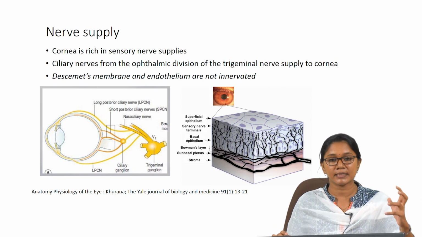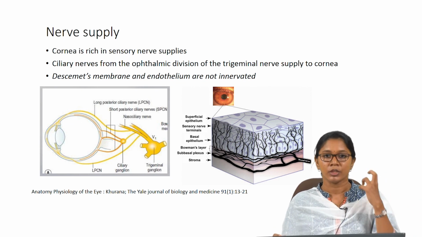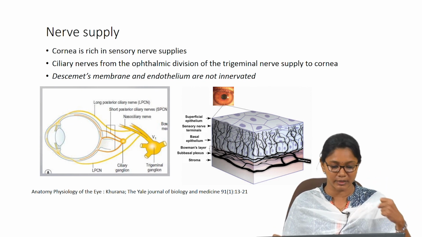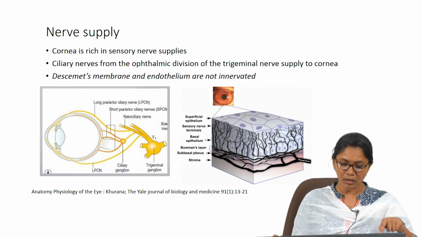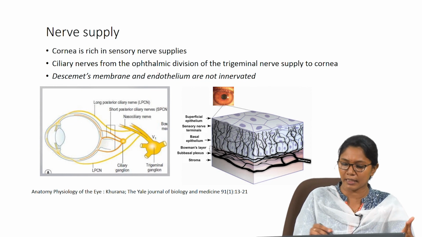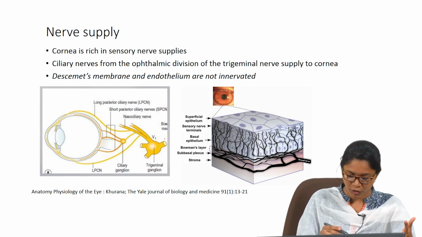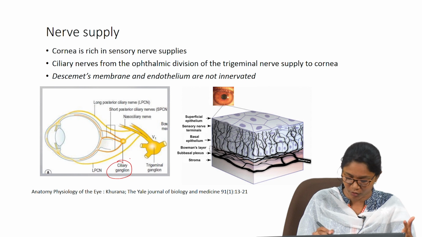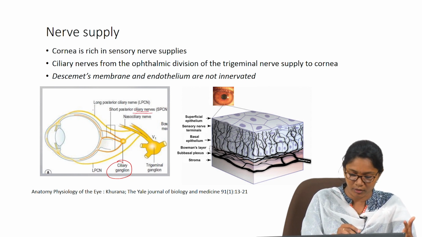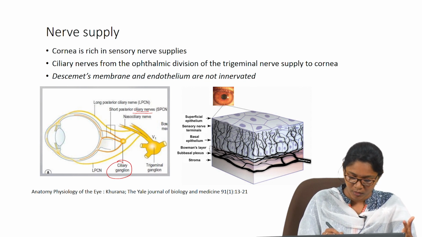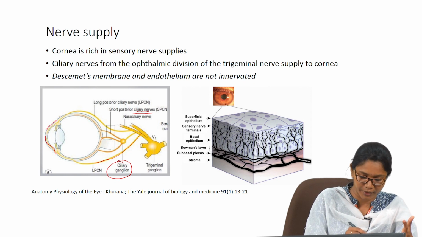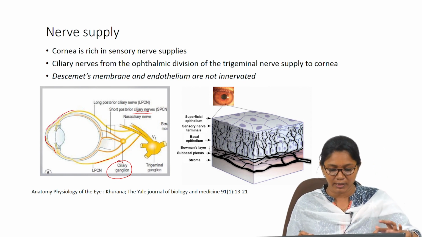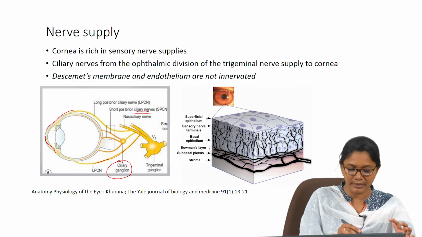So, the cornea is a highly innervated tissue. It has a lot of nerves in the corneal tissue and the nerves enter through the Bowman's membrane. So, the ciliary nerves from the ophthalmic division enter through this. Here we have the ciliary ganglion. First from this ganglion we have the ciliary nerves that are all coming off, and this channel goes up to the cornea. So, we have the long posterior ciliary nerve and the short posterior ciliary nerve.